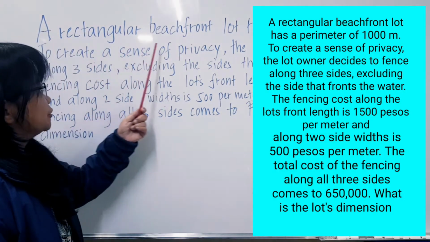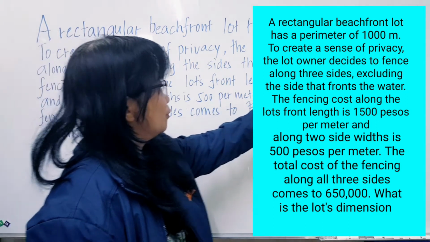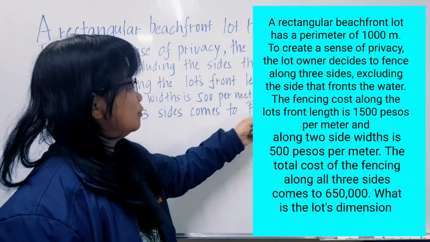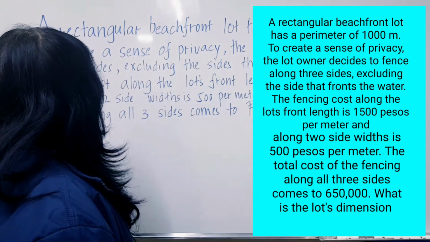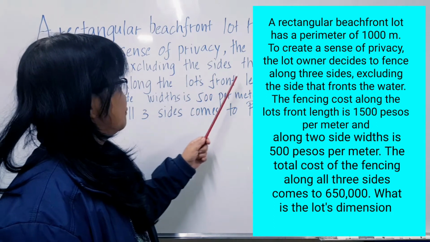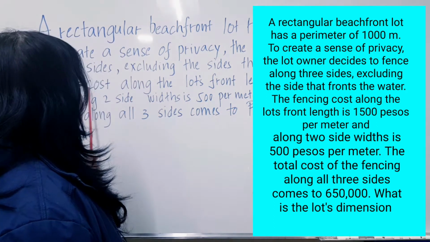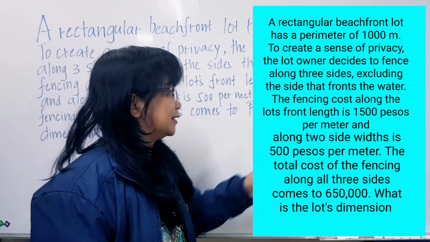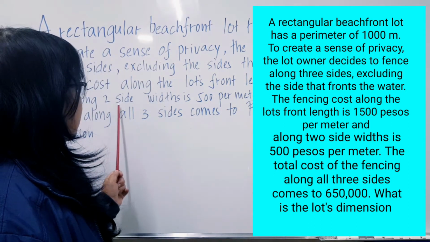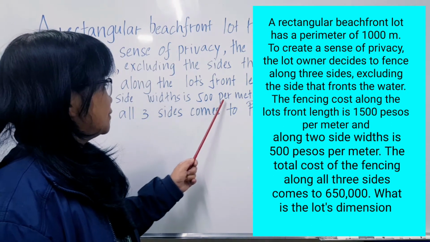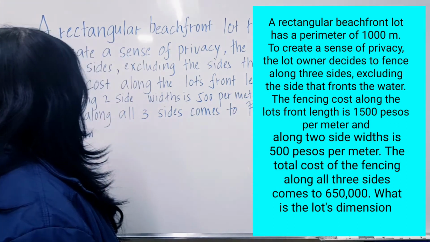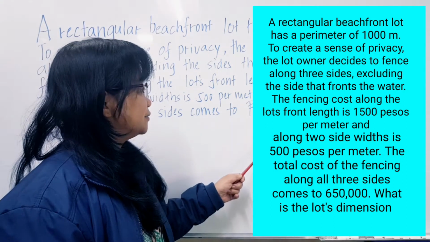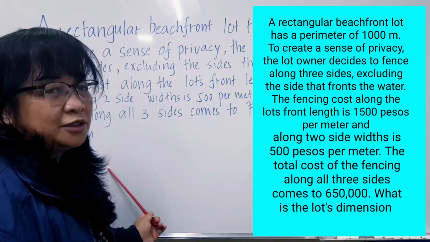A rectangular beachfront lot has a perimeter of 1,000 meters. To create a sense of privacy, the lot owner decides to fence along three sides, excluding the side that fronts the water. The fencing cost along the lot's front length is 1,500 per meter, and along the two sides, the width, is 500 per meter. The total cost of the fencing along all three sides comes to 650,000 pesos. What is the lot's dimension?